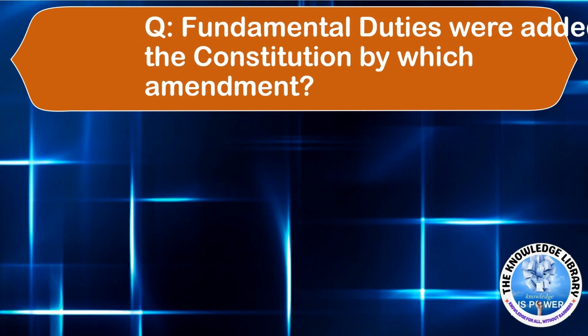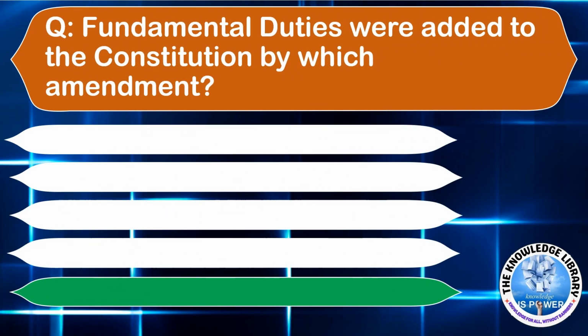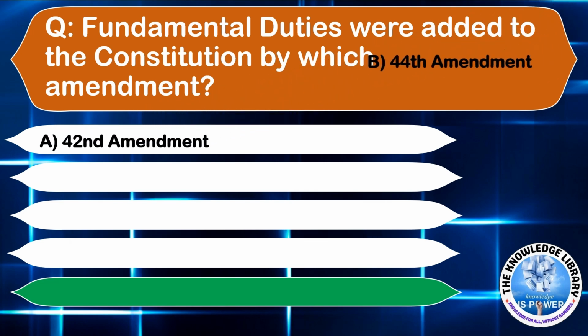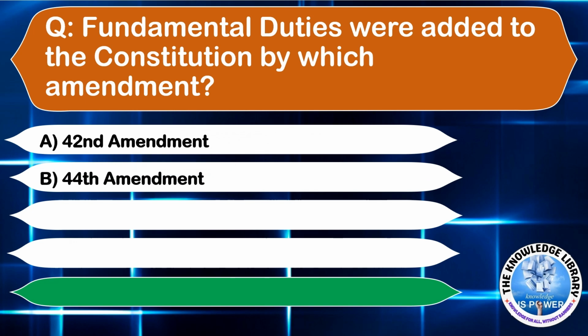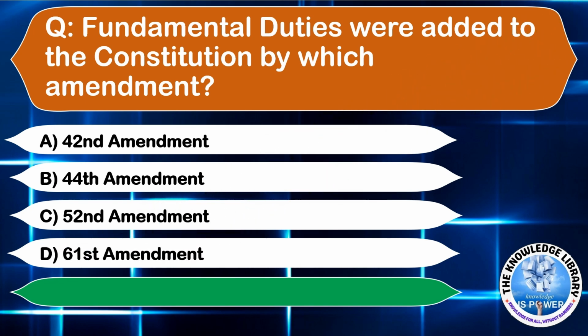The next question is, fundamental duties were added to the Constitution by which amendment? Option A, 42nd Amendment. Option B, 44th Amendment. Option C, 52nd Amendment. Option D, 61st Amendment. Correct answer is option A, 42nd Amendment.